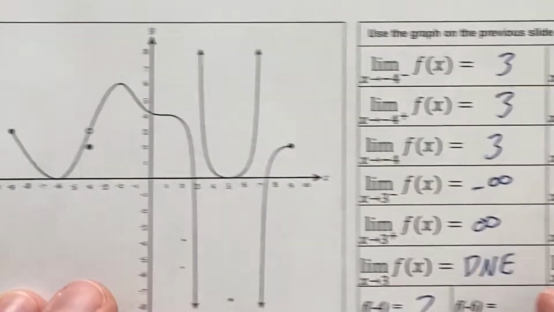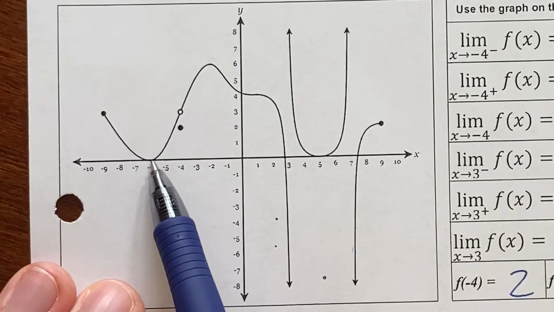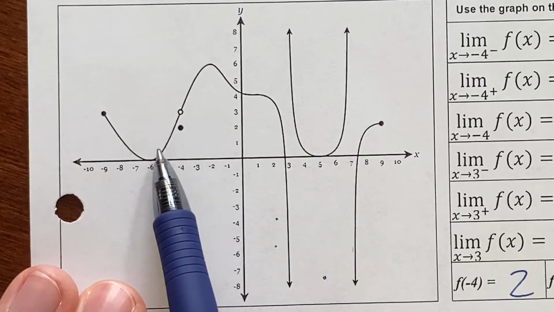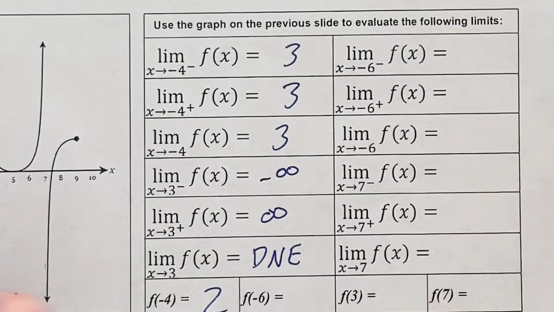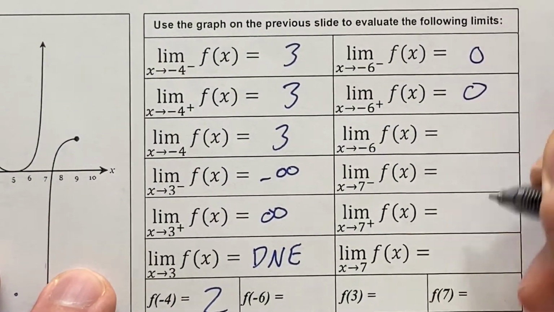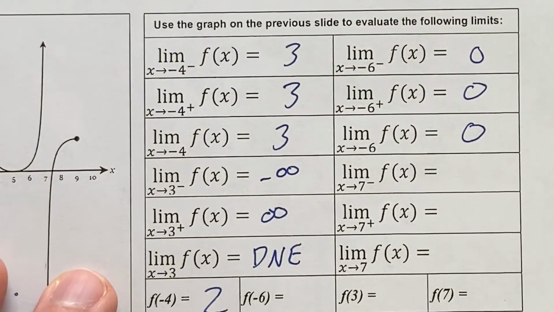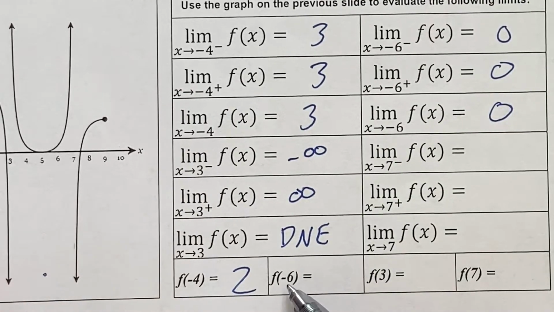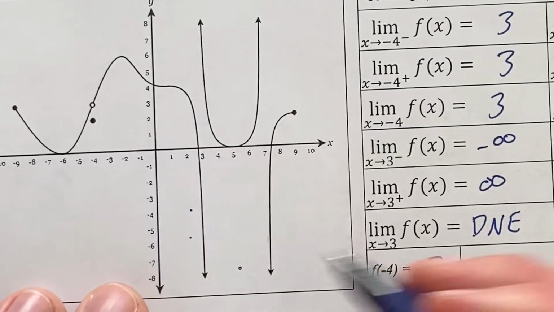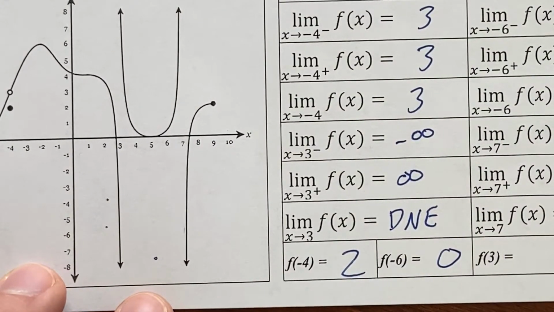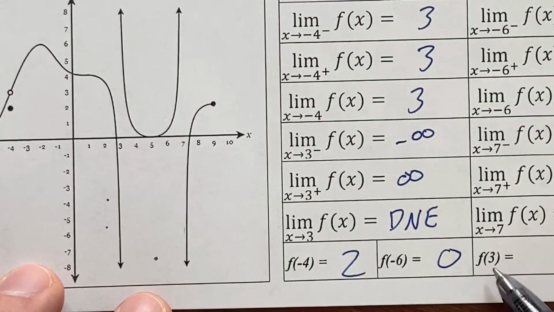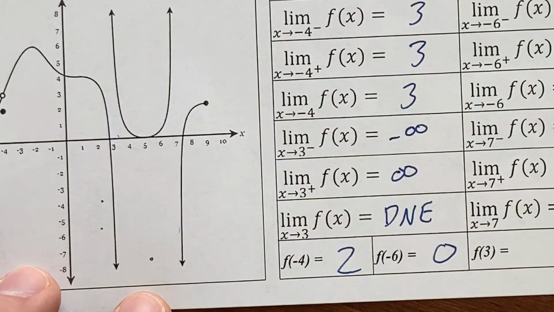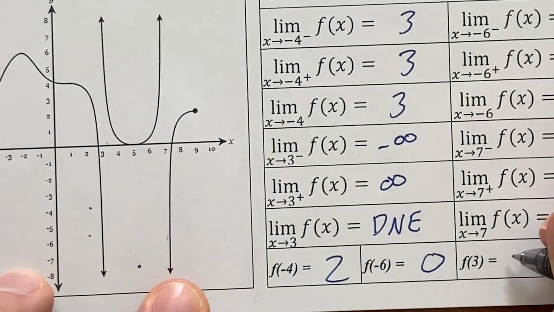-6. If I'm looking over here at -6, it looks like it's going to be 0. So from the left side, getting close to 0. From the right side, getting close to 0. Left, 0. Right, 0. Therefore, the limit as x approaches -6 is 0. Same thing down here, f of -6. If I were to plug in -6, I'd get 0. We didn't do 3. F of 3. If I plug in 3, that's an asymptote. So that's something in my denominator equals 0 or whatever. This would be undefined.